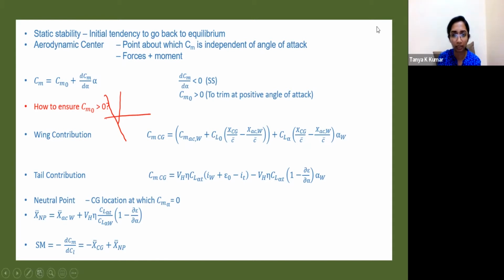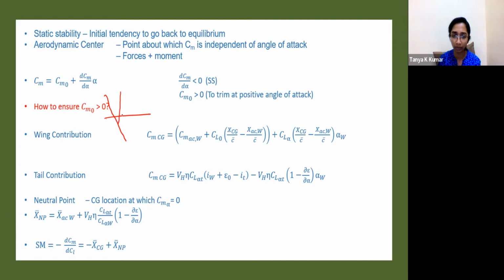Anyone? What can we do to ensure a positive Cm naught? Tail setting angle. Yes, one of the options is negative tail setting angle. If we have this component negative, that is IT, if it's negative tail setting angle, then we can have a positive Cm naught. What is the other way? There are two ways discussed by sir.